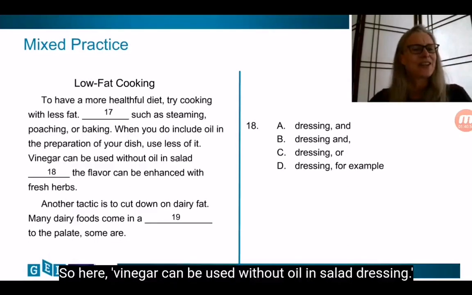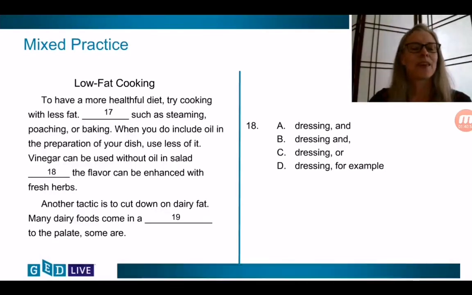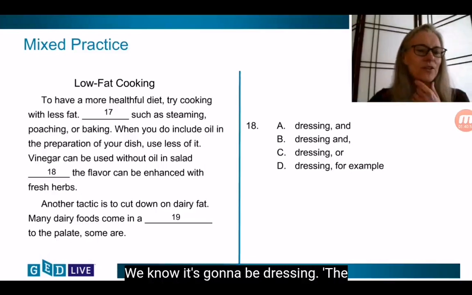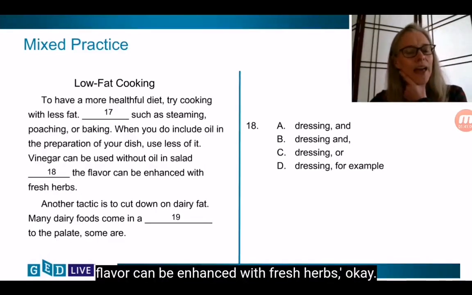So here, vinegar can be used without oil in salad dressing. We know it's going to be dressing. The flavor can be enhanced with fresh herbs. Okay.